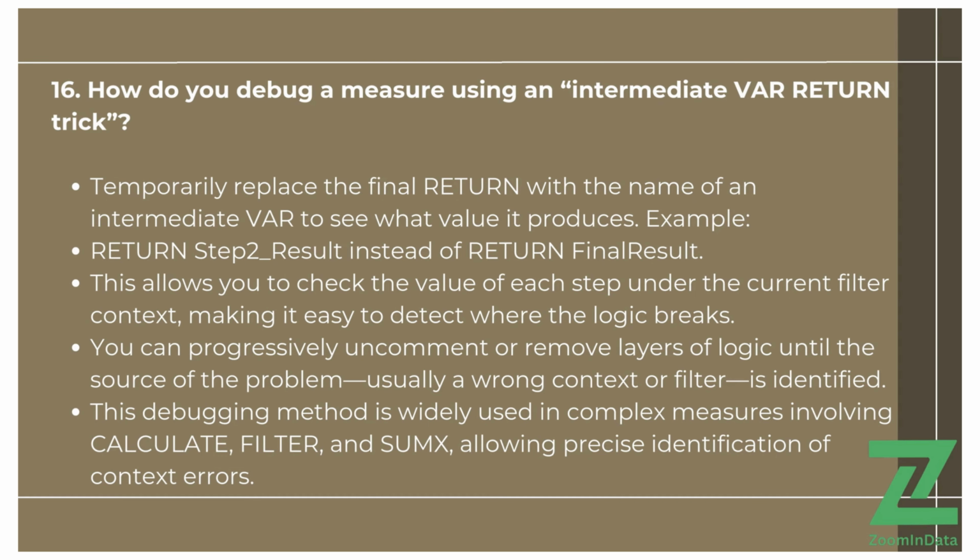16th question: how do you debug a measure using an intermediate var return trick? Temporarily replace the final return with the name of an intermediate var to see what value it produces. Example: return step 2 result instead of return final result.